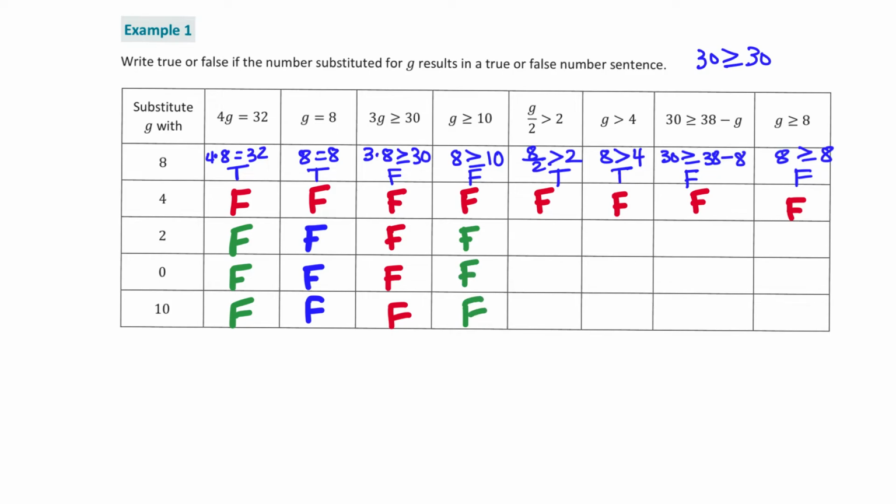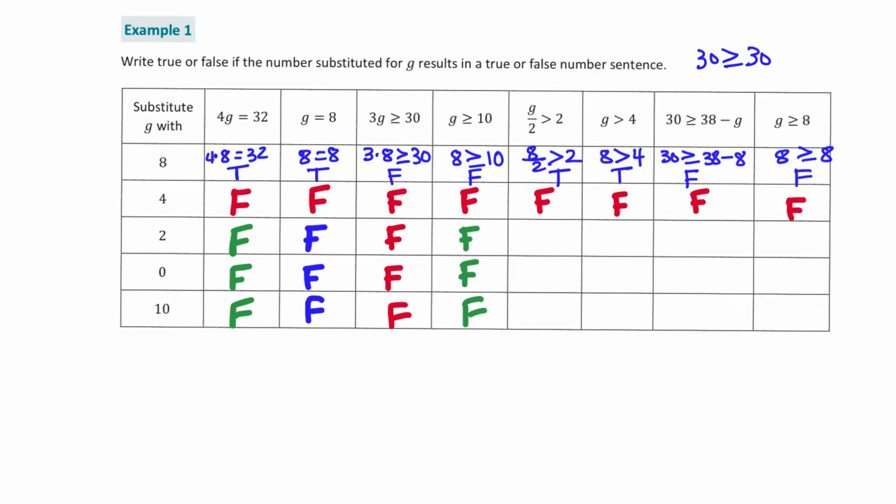Let's look at the next one. We have a fraction, g divided by 2. So in order for this side to be greater than 2, whatever answer we get here has to be more than 2. So if we divide it by 4, that is going to give us exactly 2. It cannot be 4. It has to be greater than 4. So any number greater than 4 is going to make this side to be true.